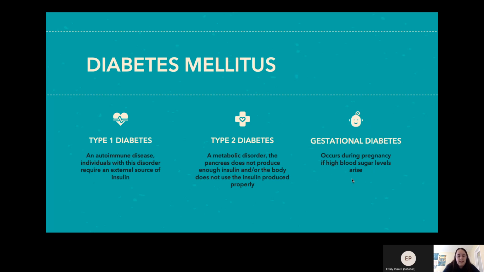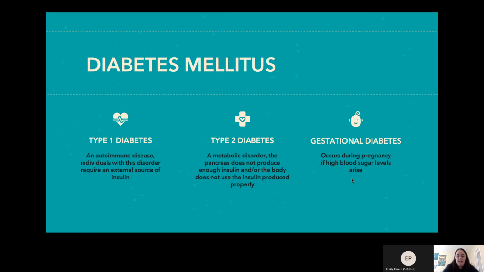This is an autoimmune disease, and individuals with this disorder require an external source of insulin. So what's happening is the individual's immune system is destroying insulin-producing cells in the pancreas, and insulin can't be produced. Then we have type 2 diabetes, which is a metabolic disorder where the pancreas does not produce enough insulin and/or the body does not use the insulin produced properly. And certain precursors make you more susceptible to develop type 2 diabetes. And this is the type that we will be focusing on while we look at metabolic disorders.